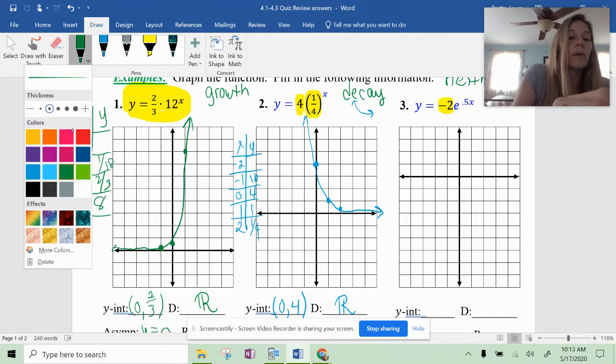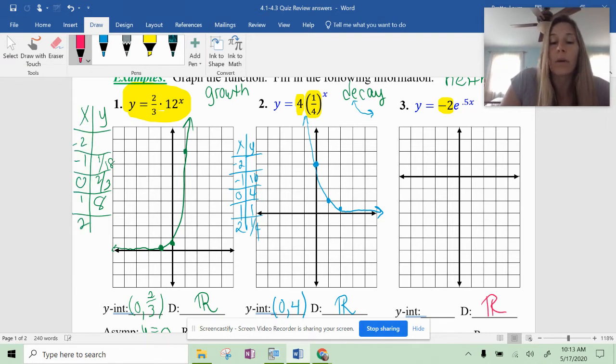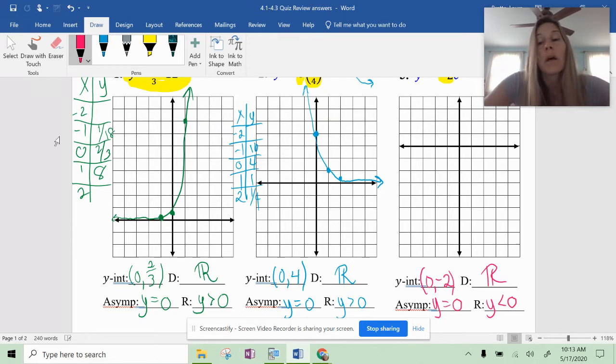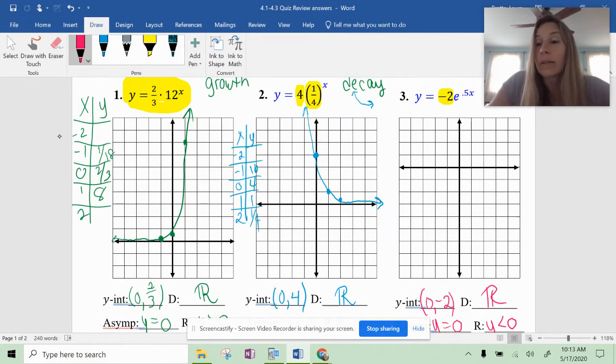All right, and then moving along to our third one with our natural base of e. Okay, so again, domain still all real numbers. There's no k value here, which means it's 0. So my asymptote is still y equals 0, and my range would be y is less than 0 this time because of the negative a value. Now my y-intercept, when I plug in a 0 there, I'm just going to get -2. Because again, anything raised to 0 is 1, and that's why you end up with just your a value for the y-intercept.